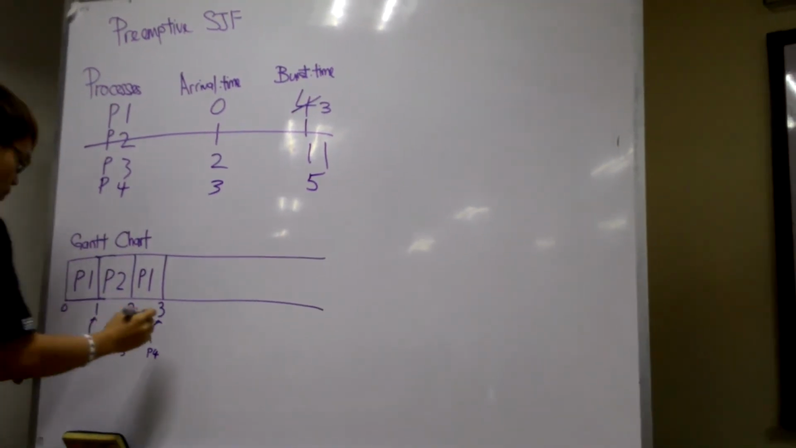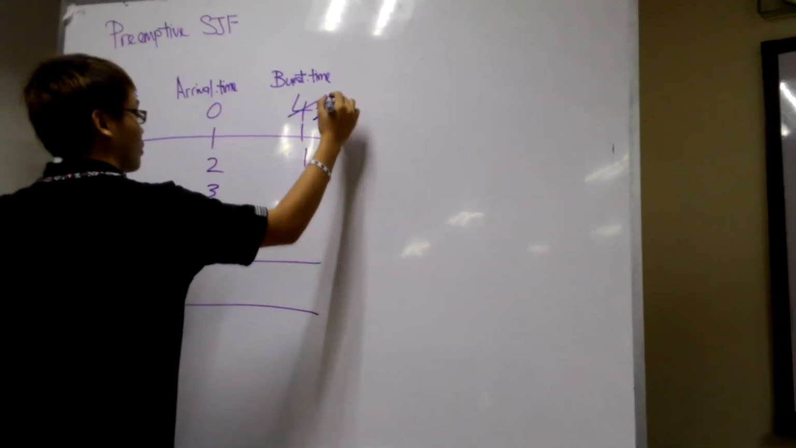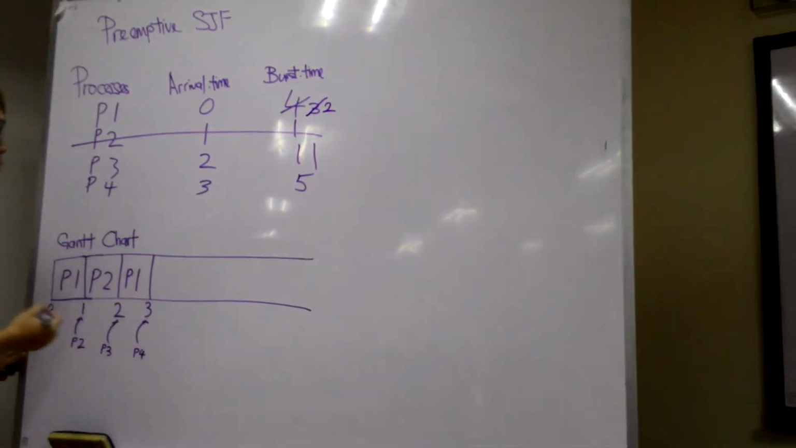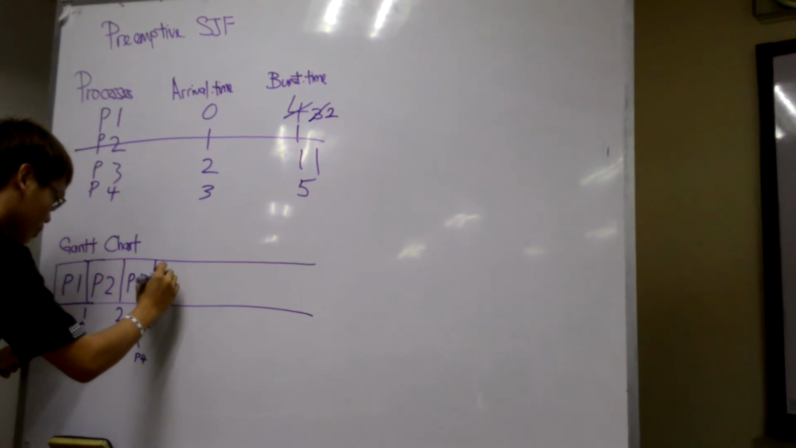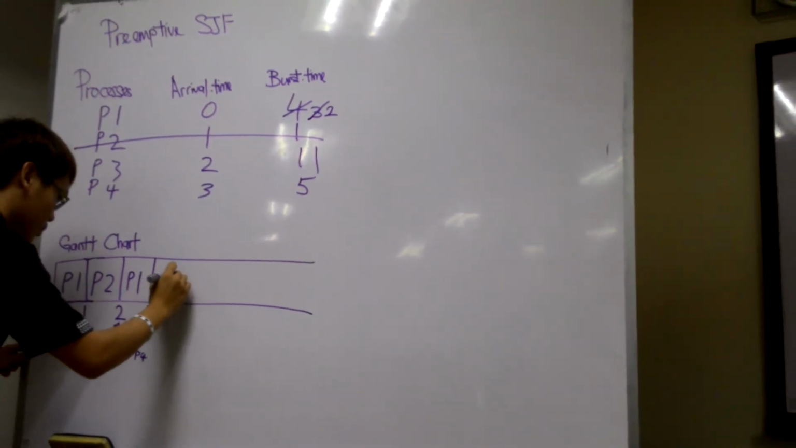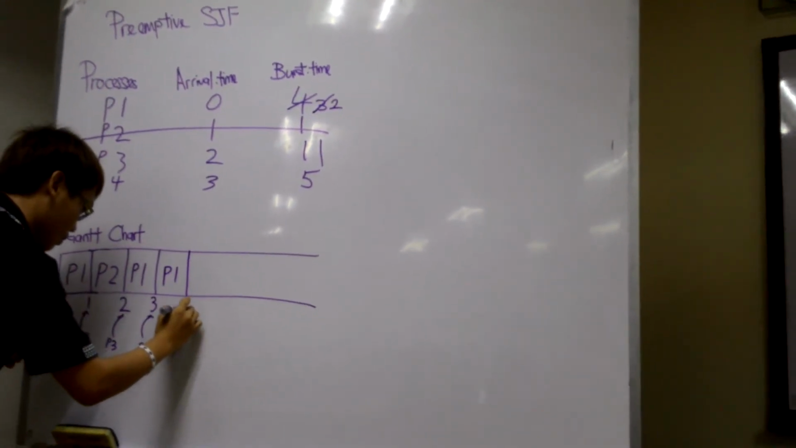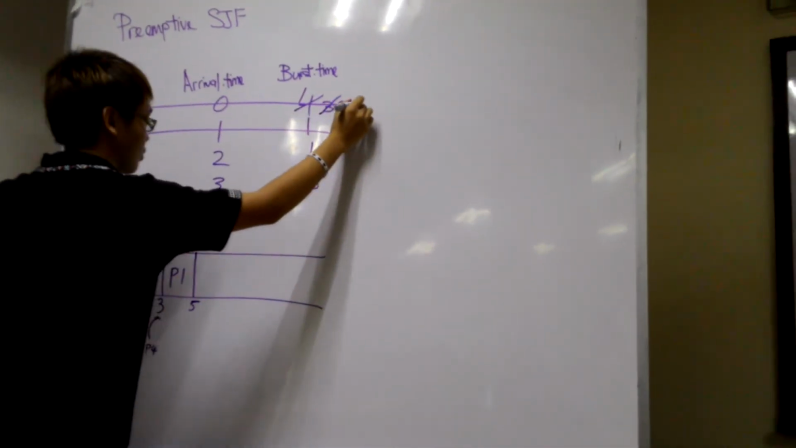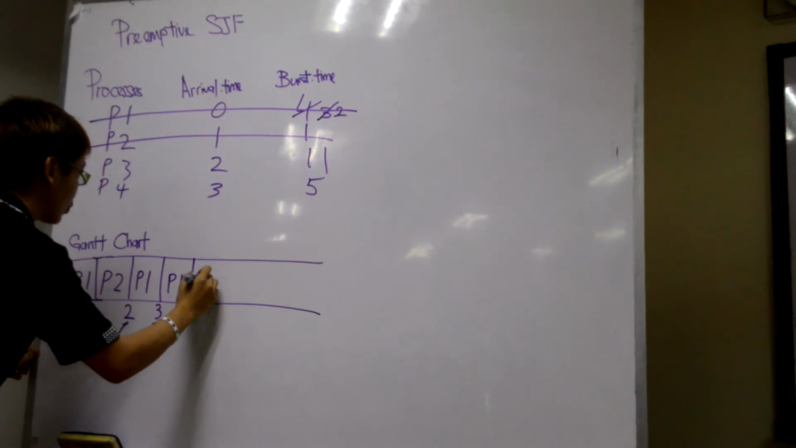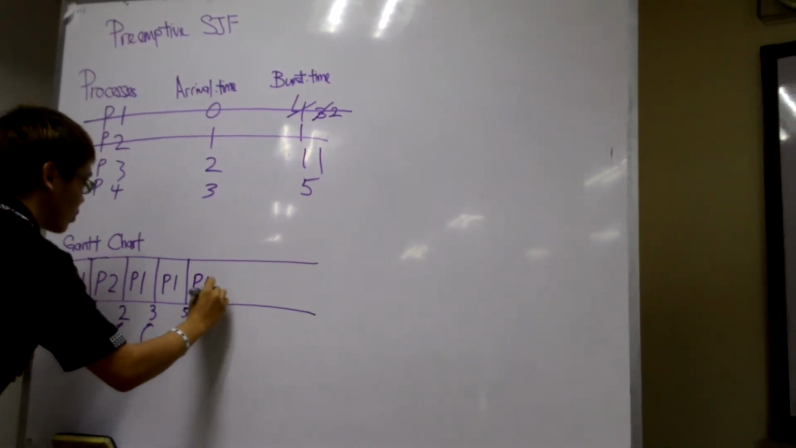P1 deducts 1 millisecond. Now the shorter burst time is P1, until P1 finishes at 5 milliseconds. We choose again, the shorter burst time is P4, until P4 finishes at 10 milliseconds.